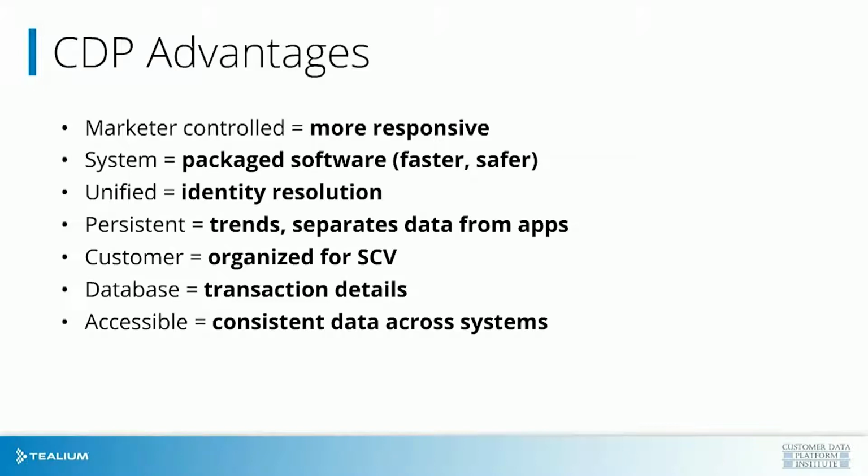Persistence is another really important thing. If you go back to the diagram, we have the data hubs where you're just shuffling data back and forth. One of the big problems with that is you don't have persistent data, so things like trends. You have no place to find trends if you don't keep a persistent history. So there are some very concrete applications that are made possible by the structure of the CDP.